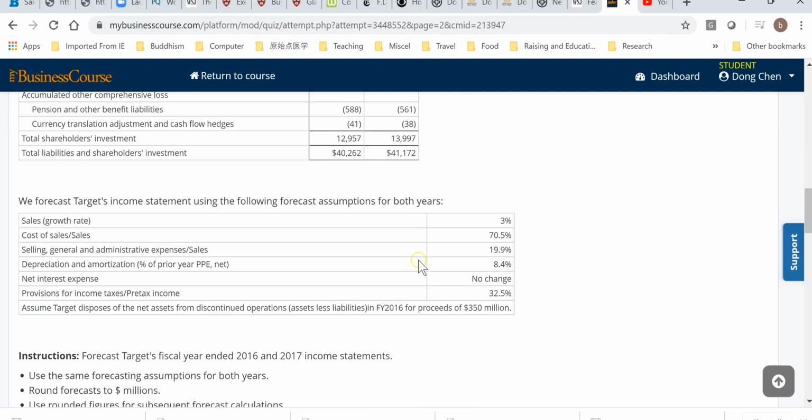Then we are also provided with a bunch of assumptions used in the forecast, like the sales growth rate and the percent of the cost of sales to the sales, and so on and so forth.